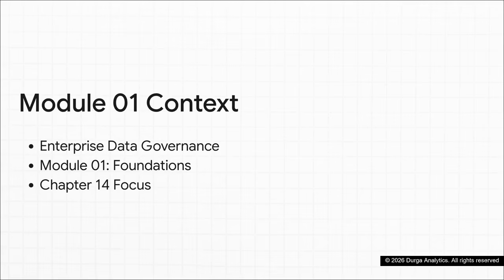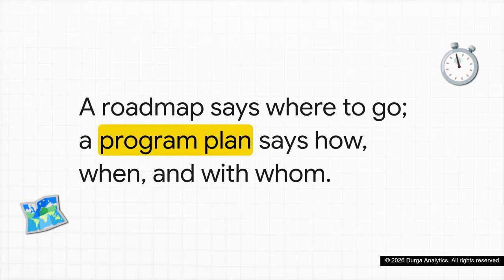Every single module is grounded in vendor-neutral practice with a regulated finance overlay. Today, we're zooming squarely into Module 1, specifically Chapter 14, Program Planning, Phases, Timelines, and Resource Models. In our previous chapters, we figured out the destination with our roadmap. But here's the thing. A roadmap just says where to go. A program plan says how, when, and with whom we're actually going to get there.